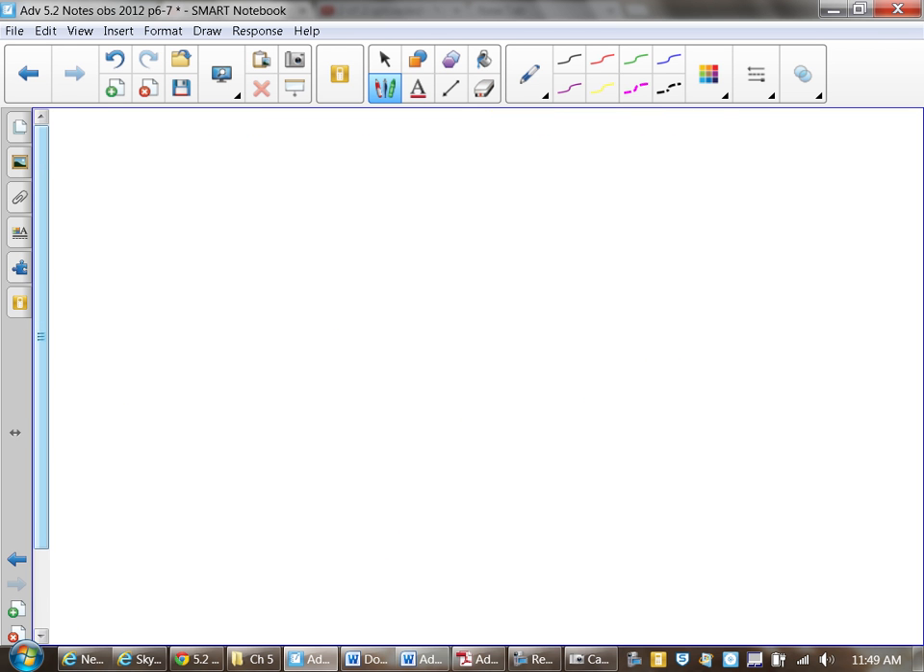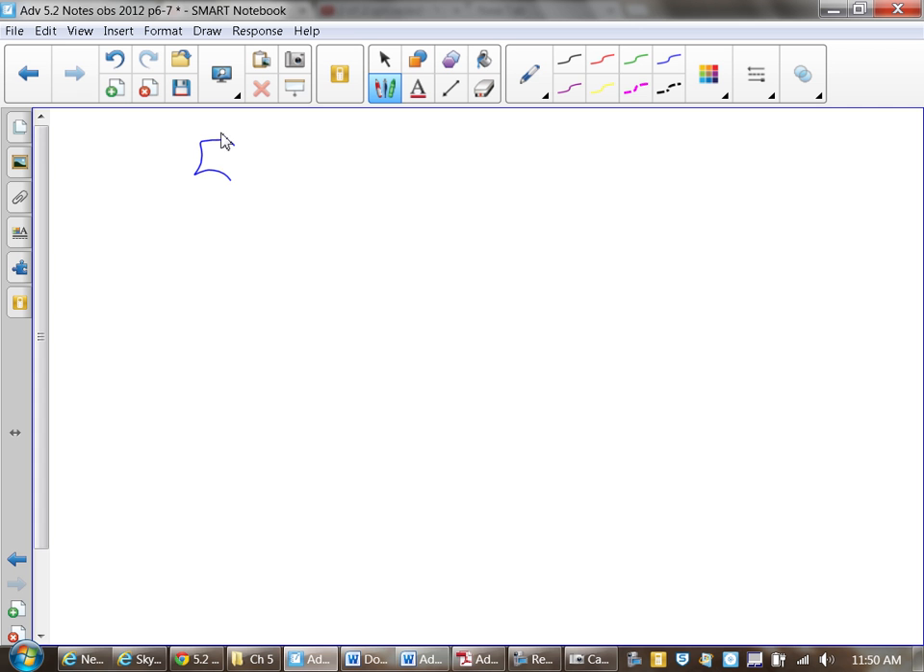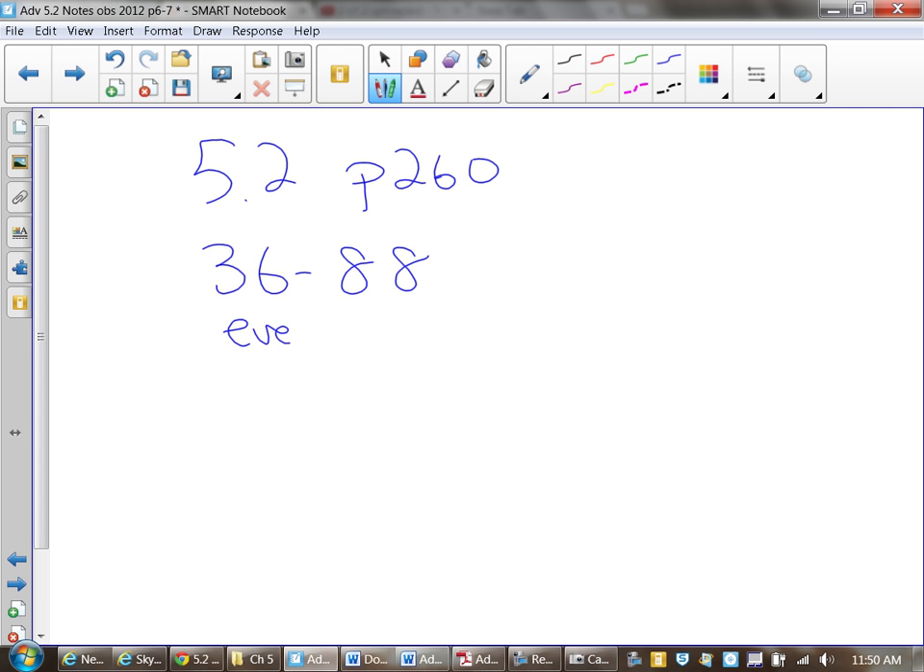Homework-wise, what I want you guys to do is also on that same page. It's section 5.2, page 260, number 36 through 88, every other even.